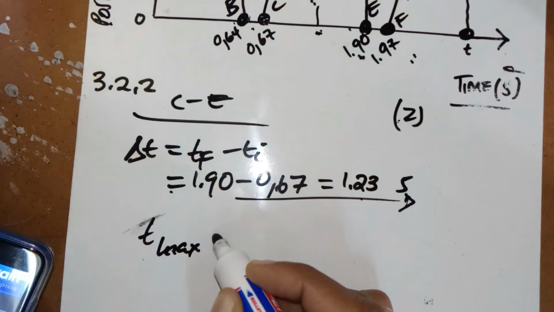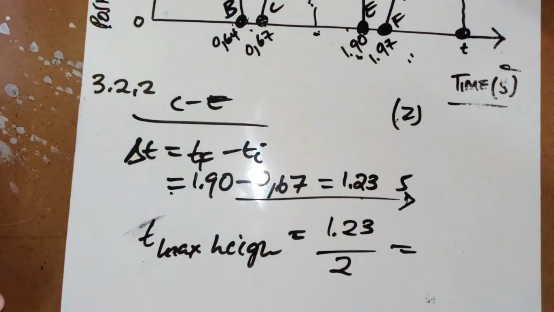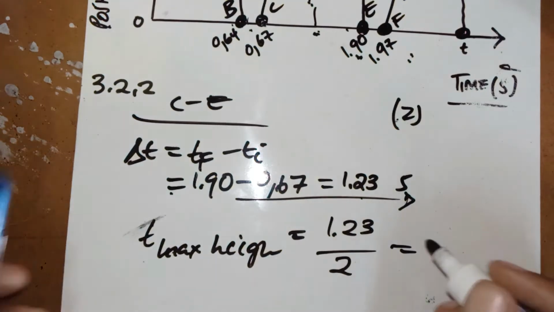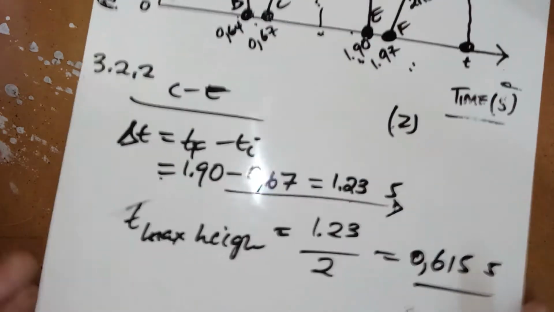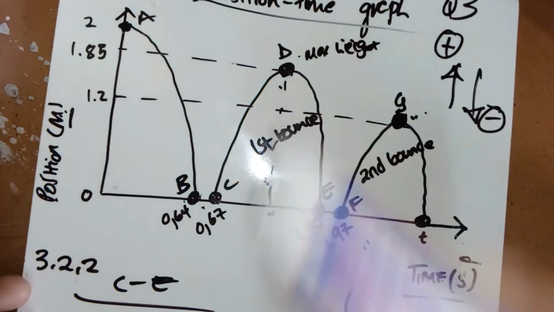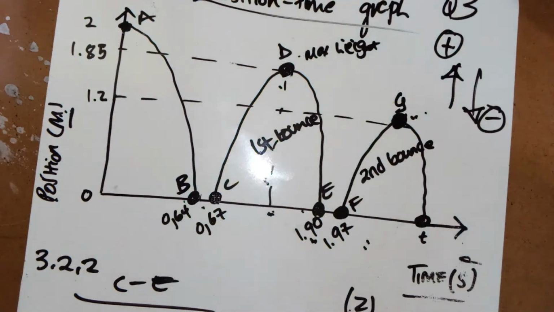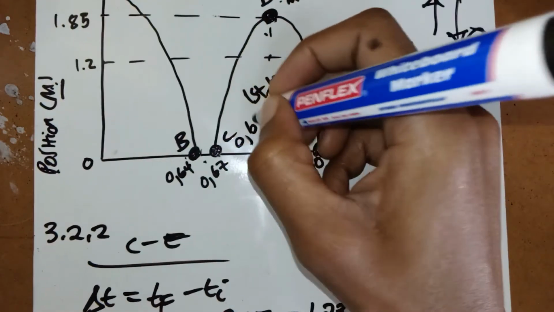max height will be equal to 1.23 divided by 2. If we divide everything by 2, it gives us a value of 0.615 seconds. So this means that after bouncing back up, the ball takes 0.615 seconds to reach the maximum height of the first bounce. Hope that makes sense. So let us now move on to question 3.2.3. So this took 0.615 seconds.